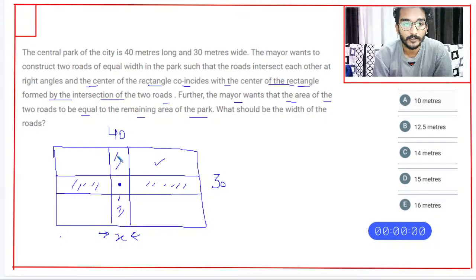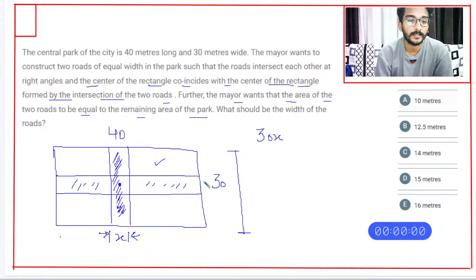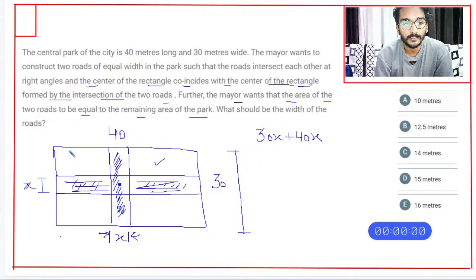So let's just find the area of this particular vertical width. The area of this vertical width would be 30x, isn't it? This is 30 and this is x. So the area is 30x for this particular rectangle. What is the area of this particular horizontal width? This is 40x because this is x and that's our 40.